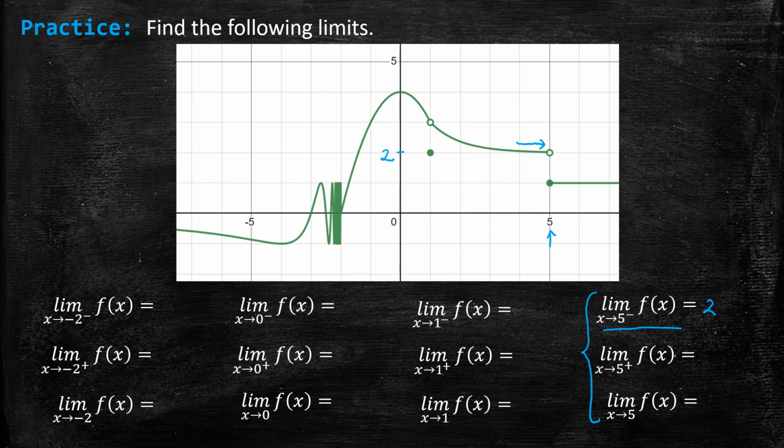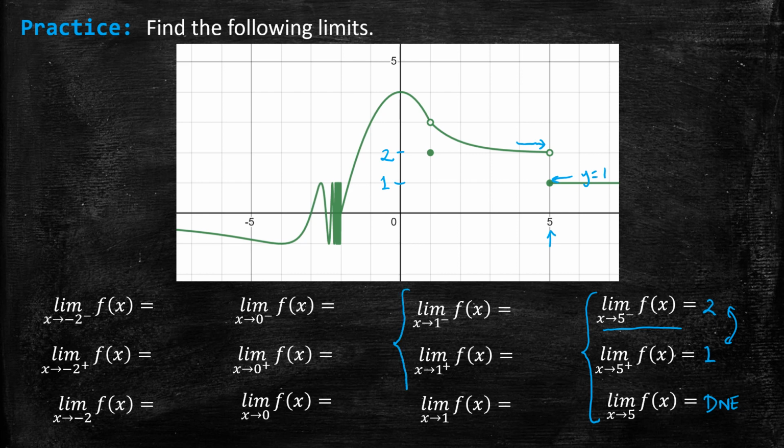And if we hop on the curve to the right of 5, our y-coordinate is definitely approaching 1 because this is the line y equals 1 right here. And because these don't match, the answers to the left and right-hand limits do not match, we say the limit does not exist as x approaches 5.